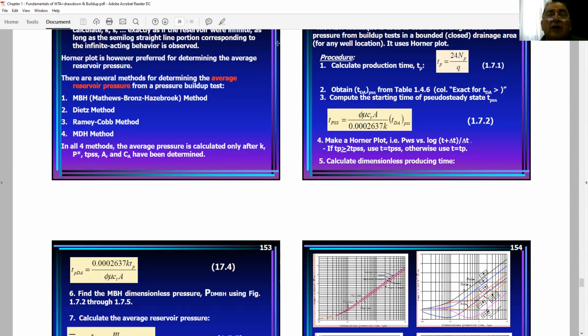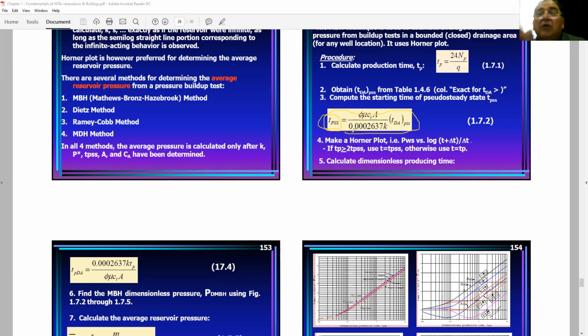you need to calculate what? You need to calculate the starting time in real units, because TDA PSS, as I said, taken from table 146, is in dimensionless form. What we need is to convert this one to a real time parameter, that is TPSS, the starting time of pseudo steady state using this model. Okay, so we got TPSS.